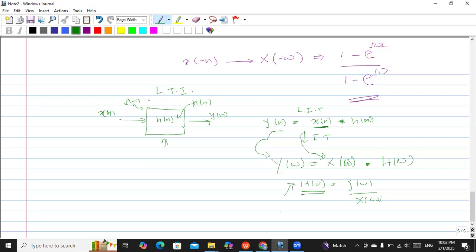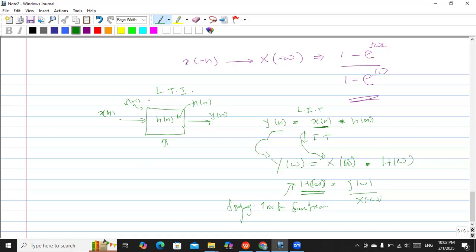This is normally referred to as the transfer function. This is the transfer function of the system. And actually this is in the frequency domain, so we call it the frequency transfer function. When you are designing a filter, this frequency transfer function is very important. So you can easily find the h omega.